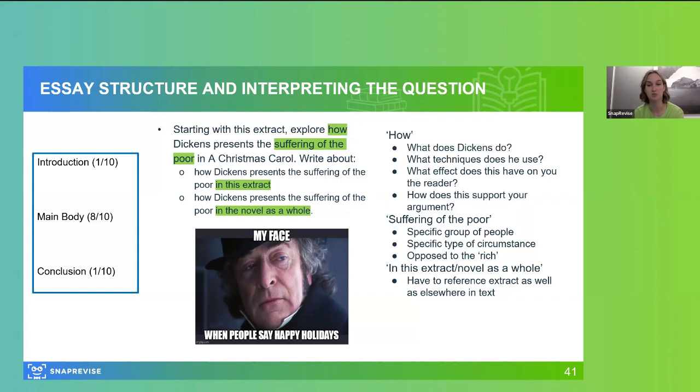So going back onto this, the suffering of the poor. It references a specific group of people in a specific circumstance, so it asks you to think about them. And also by categorizing them as the poor, you automatically create those who are not poor, so the rich. So you can maybe talk about that. And then finally, because your questions are often very clear in GCSE, it tells you to talk about it in the extract and in the novel as a whole. So it signals to you that you do need to be thinking about where else in the novel Dickens presents the suffering of the poor and how he does that in that portion as well.